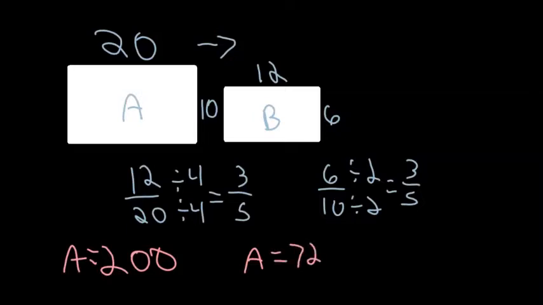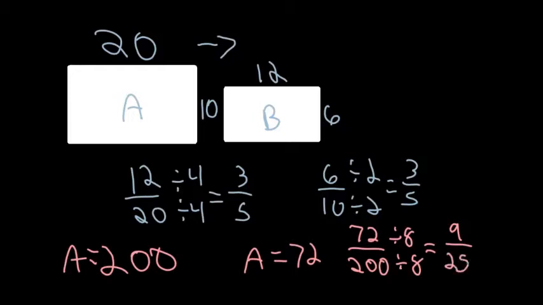So if we make a ratio out of that, you'd get 72 over 200. And we need to reduce that. Alright, so to reduce that, we can divide both those numbers by 8. So 72 divided by 8 is 9. And 200 divided by 8 is 25. I want you to pay attention to how this compares to our original ratio of 3 to 5.